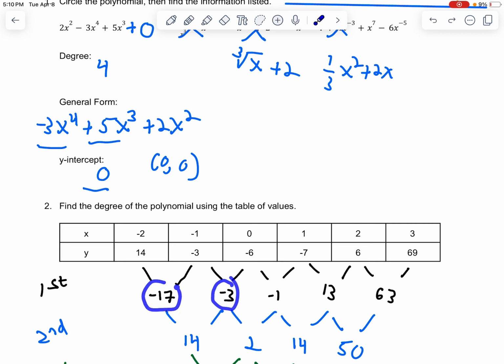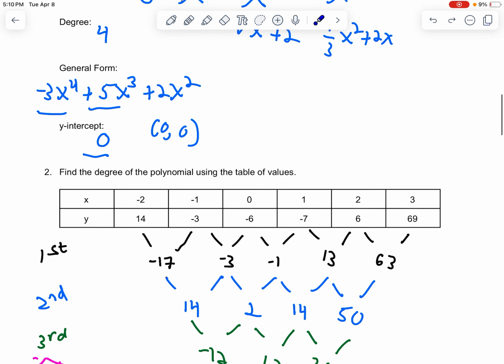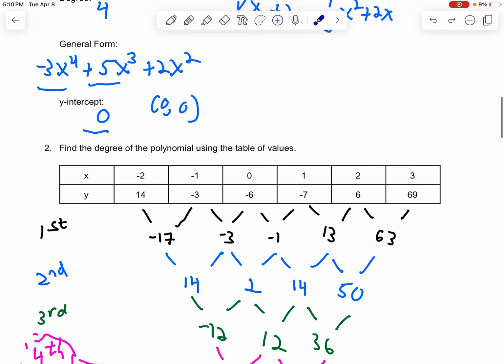So negative 3 minus a negative 17 is positive 14. Negative 1 minus a negative 3, negative 1 plus 3 is 2. 13 minus a negative 1, 13 plus 1 is 14. And last but not least, 63 minus 13 gives you 50. Still not constant, so we go to our third difference. So now we go 2 minus 14 gives you negative 12. 14 minus 2 gives you 12. 50 minus 14 gives you 36.